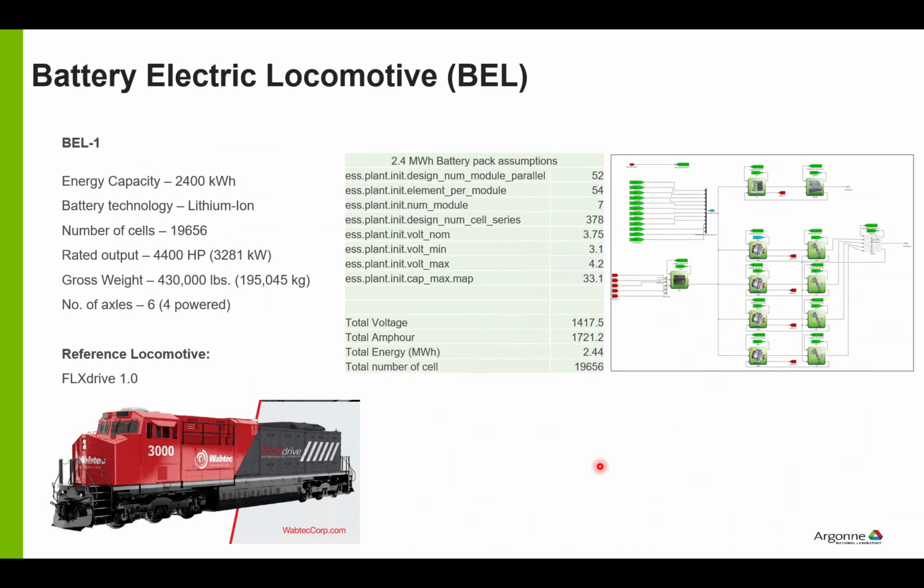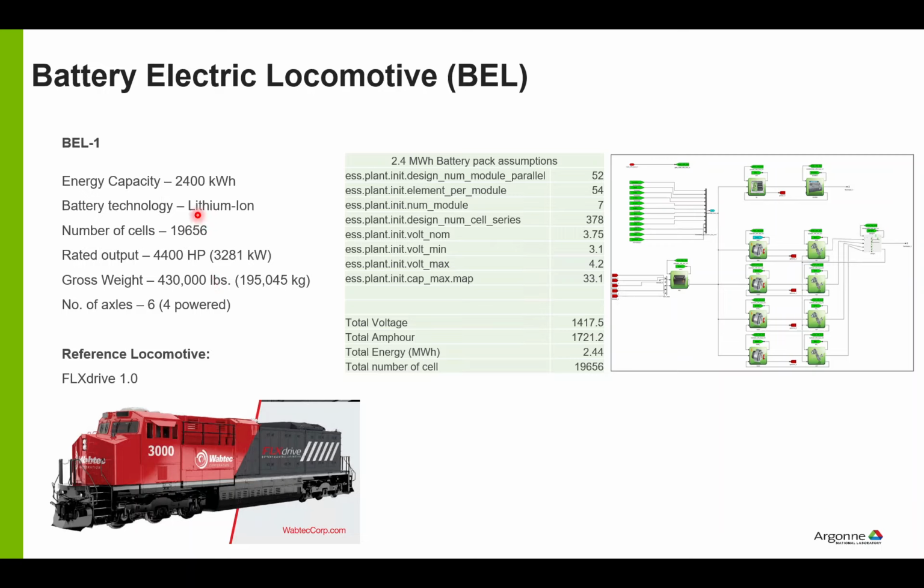So coming to the battery electric locomotive, while modeling the battery electric locomotive BEL1, we took the reference of the Wabtec Flex Drive locomotive, Flex Drive version 1, and we used all the data that is available in the public domain related to this locomotive to model our battery electric locomotive. That's why some of the parameters you will see match with Flex Drive 1.